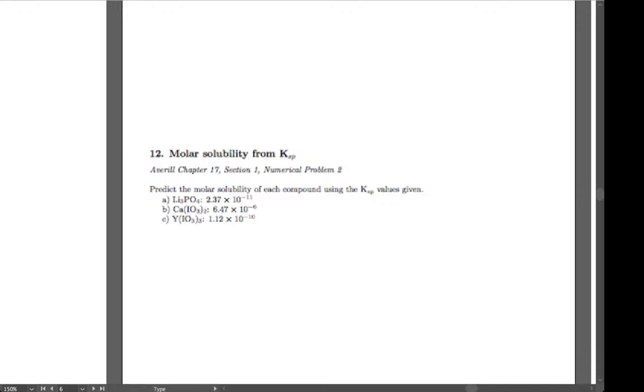For number 12, molar solubility from KSP. Predict the molar solubility of each compound using the KSP values given. Okay, let's first try to do this. That's lithium phosphate. That's Li plus, you need three Li pluses, and also PO4.